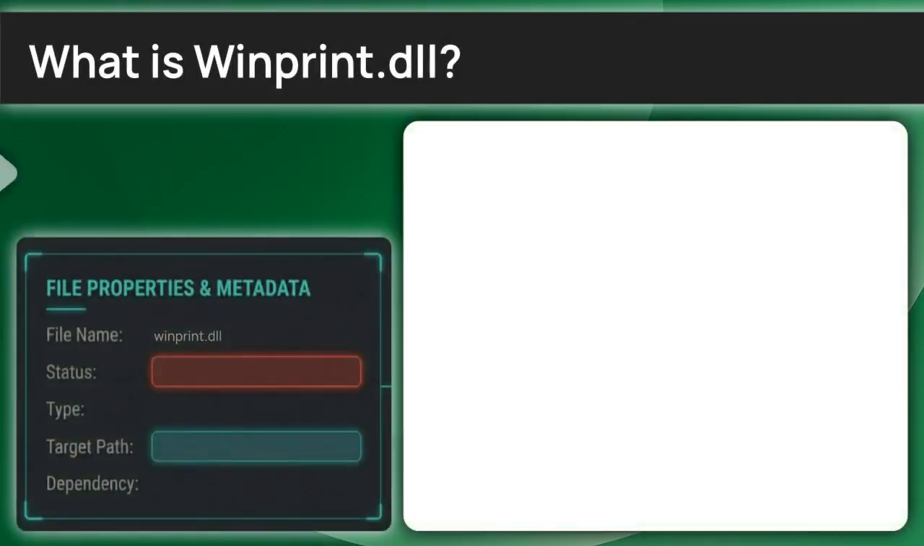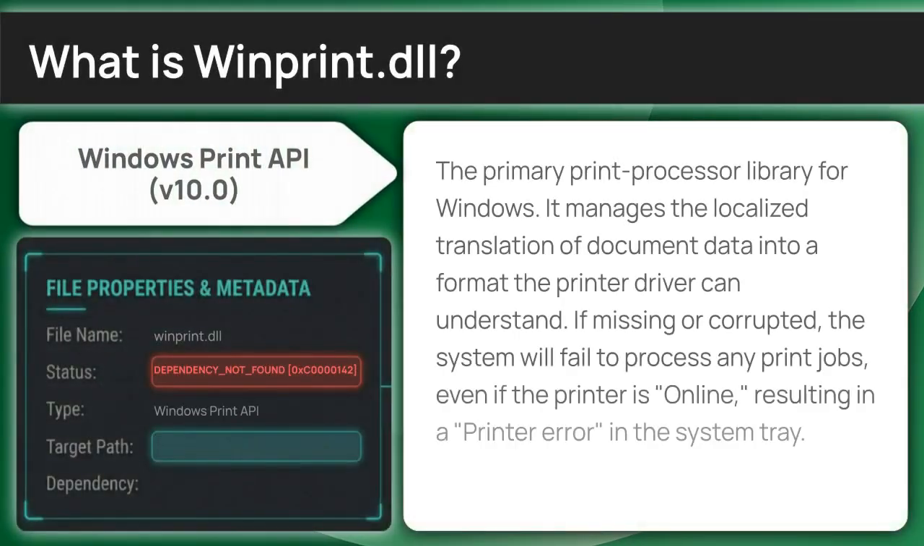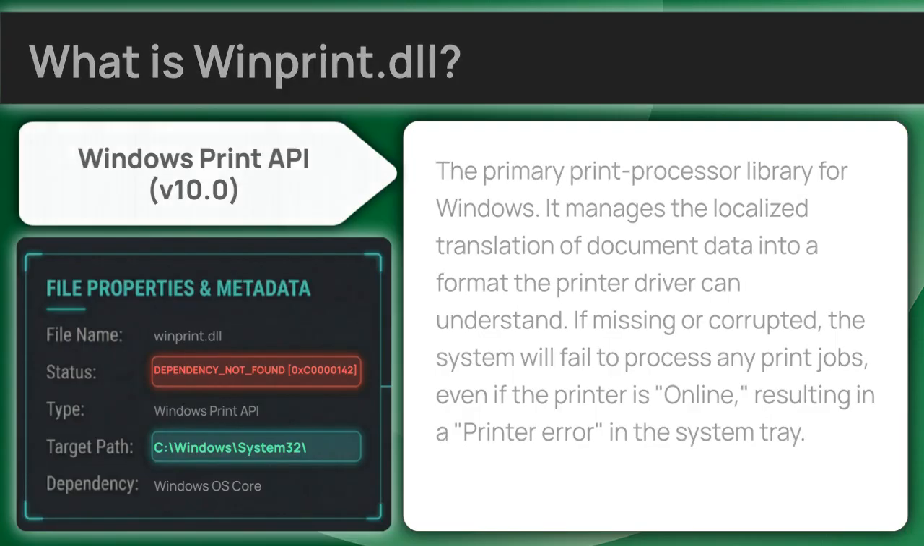This is the Windows Print Module, the primary print processor library for Windows. It manages the localized translation of document data into a format the printer driver can understand. If missing or corrupted, the system will fail to process any print jobs, even if the printer is online, resulting in a printer error in the system tray. With the why out of the way, let's focus on getting you running again.